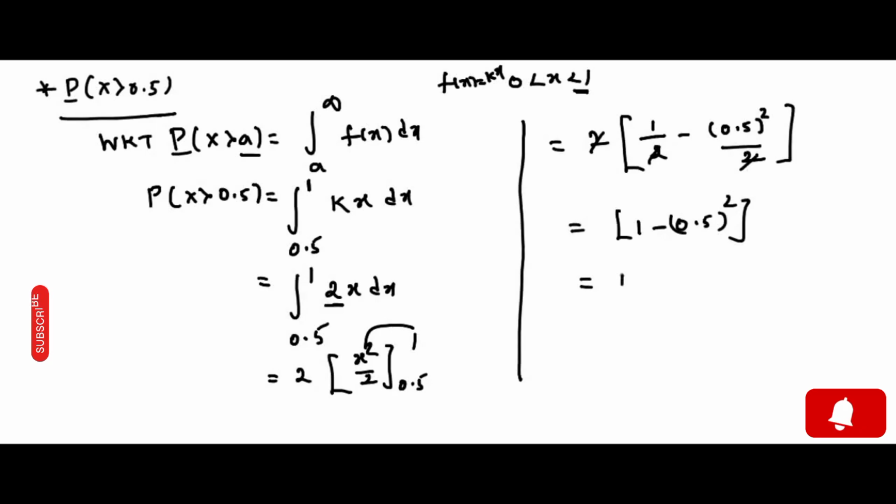So that is nothing but 1 minus, what is 0.5 whole square? That is 0.25. So therefore 1 minus 0.25 is nothing but 0.75. Otherwise we can write this as 3 by 4. Okay, so this is nothing but the probability of x greater than 0.5.